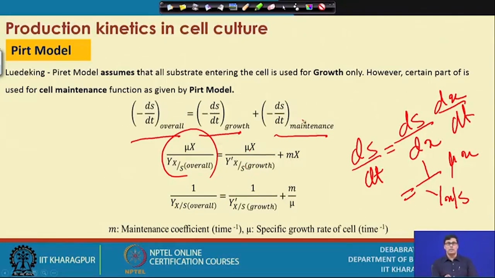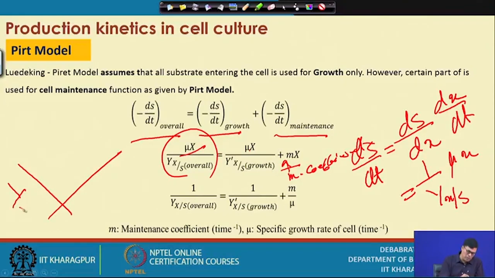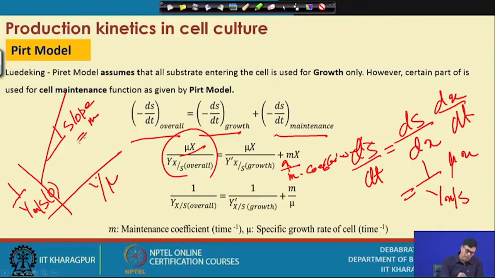The maintenance of the cells is proportional to the concentration of the cells. More cells, more maintenance; fewer cells, less maintenance. So, this m is considered the maintenance coefficient, okay. This is the maintenance coefficient. Now, if you divide by mu x, then we have this correlation. Here, if we plot 1 by Yx/s overall against 1 by mu, then we will get a straight line. The slope will give you the value of m and the intercept will give you 1 by Y'x/s. This is called the true yield coefficient.